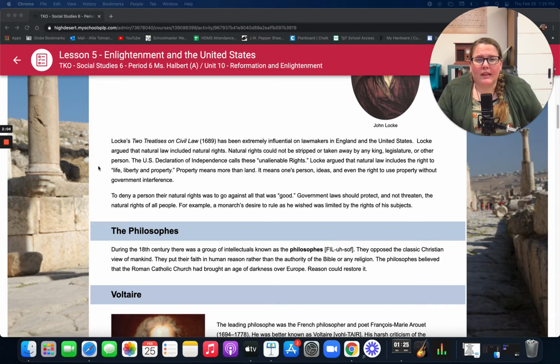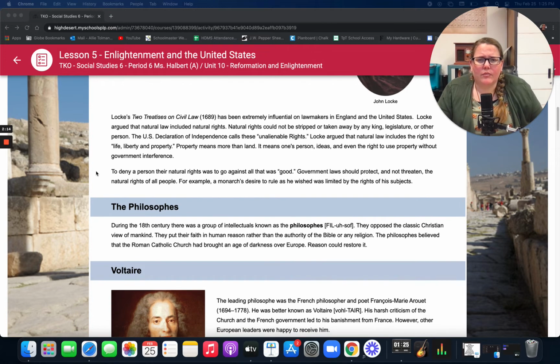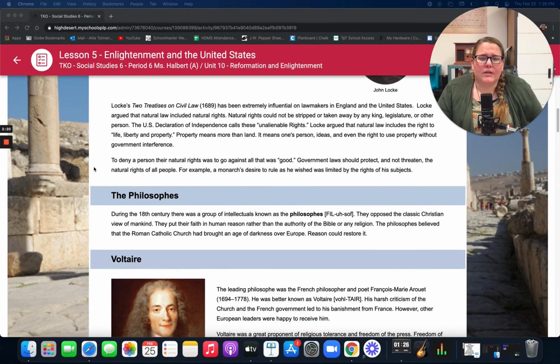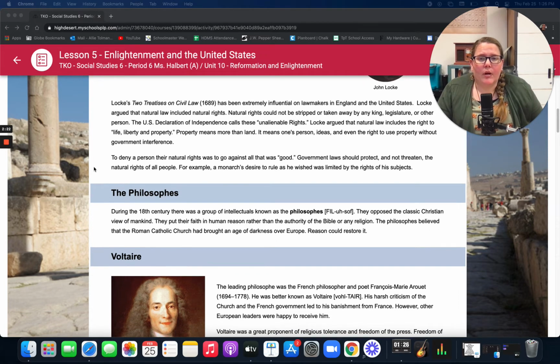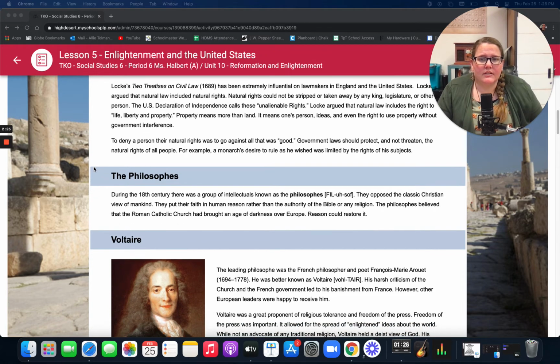Property means more than land. It means one person's ideas and even the right to use property without government interference. To deny a person their natural rights was to go against all that was good. Government laws should protect and not threaten the natural rights of all people. For example, a monarch's desire to rule as he wished was limited by the rights of his subjects.